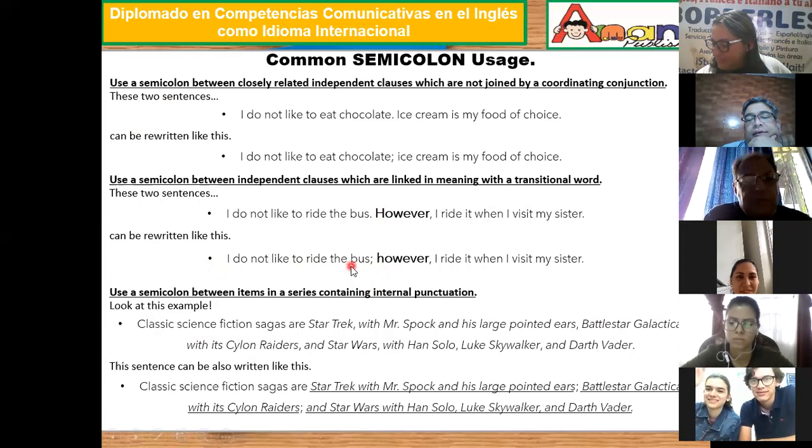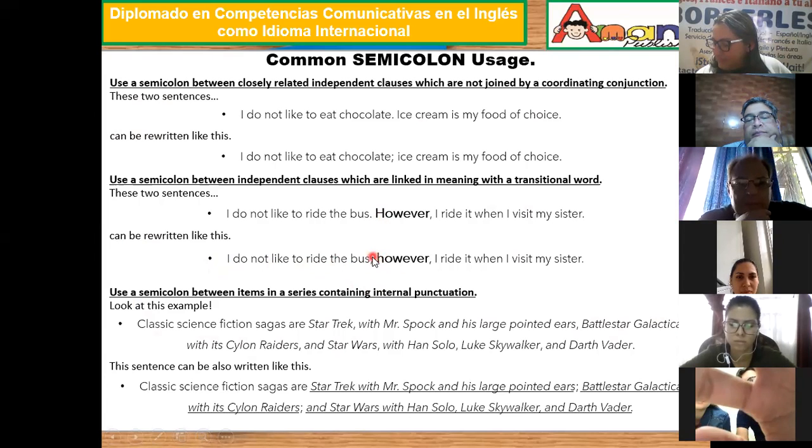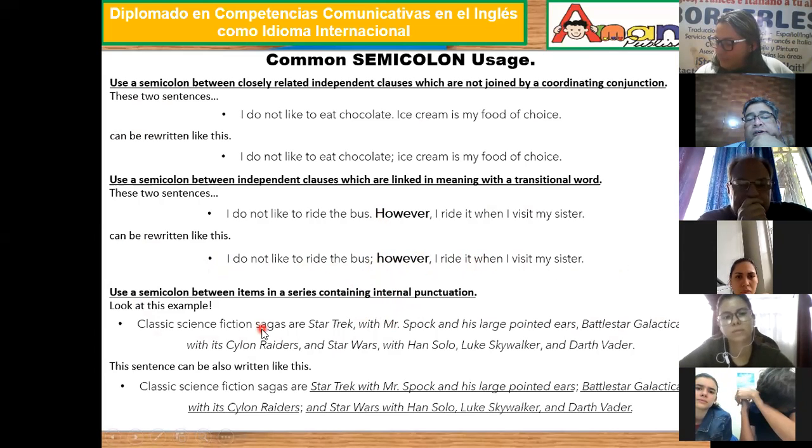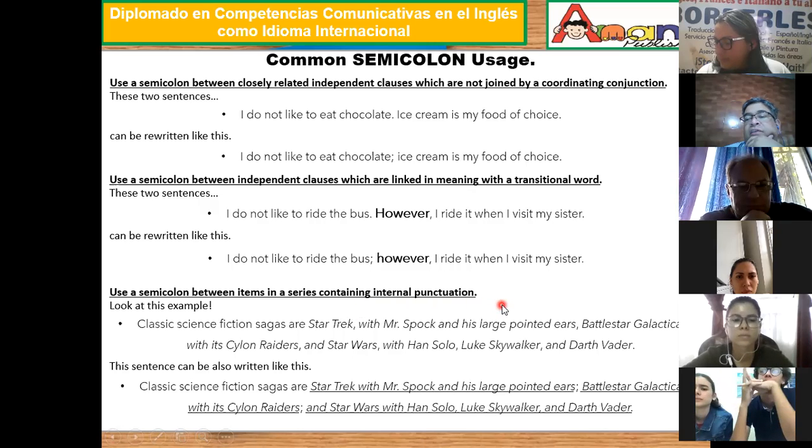I do not like to ride the bus; however, comma. Miren, después de una adverbial conjunction, debe ir una coma. I write it when I visit my sister. Or use a semicolon between items in a series containing internal punctuation.